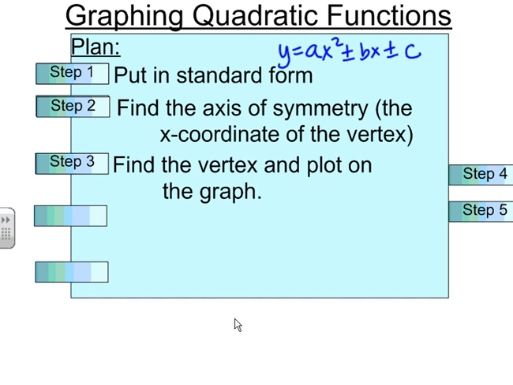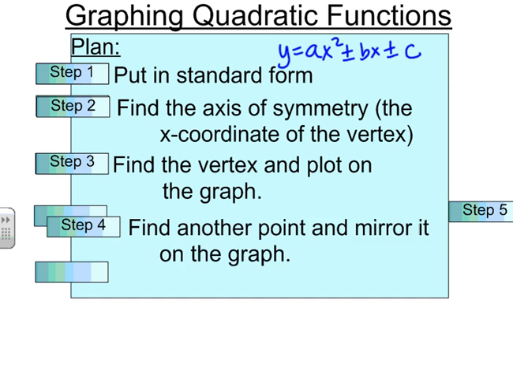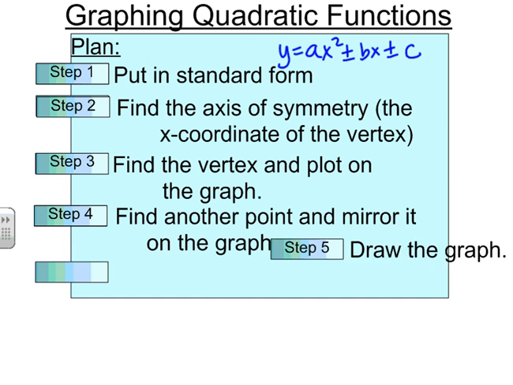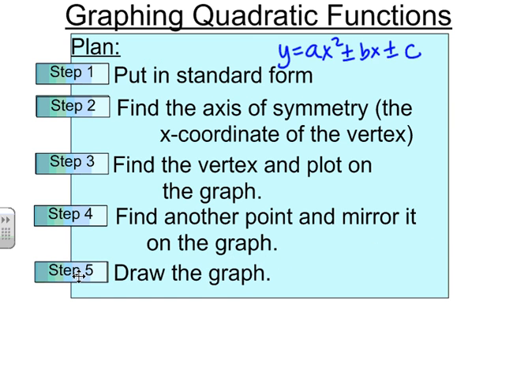Step three, we use that x coordinate of the vertex to find the total vertex. Plug it in, find the y. Once we find the y, we've got the vertex, an ordered pair. We can put it on the graph. We have now on the graph the axis of symmetry and the vertex. We can then find another point by choosing a number such as 1 or 2 and plugging it into the equation. We would mirror that to the opposite side of the axis of symmetry, put it on the graph, and the last thing we would do is draw our graph. Hopefully I'll be able to show you these steps in the next few examples.